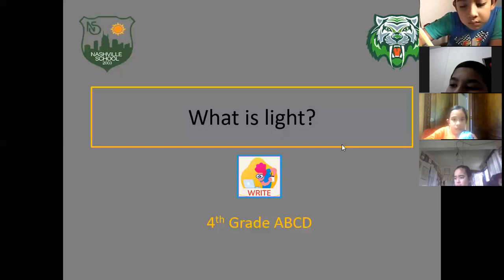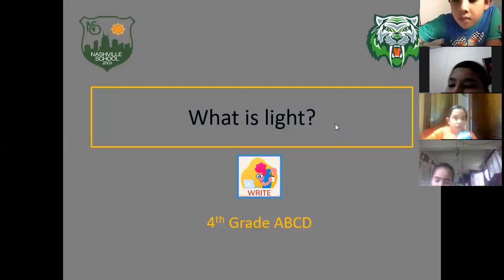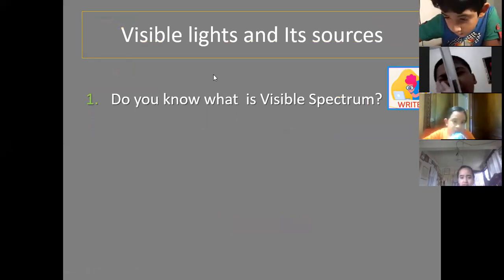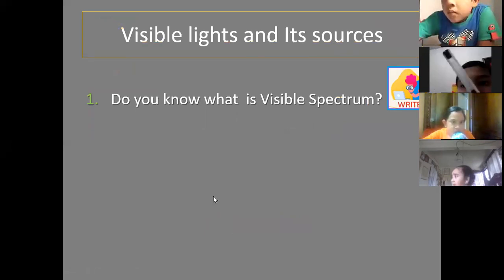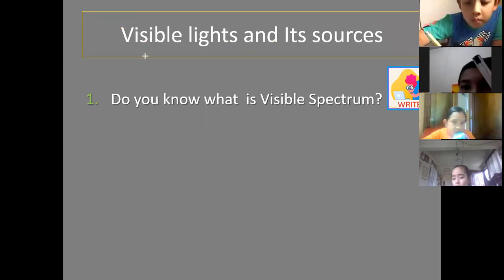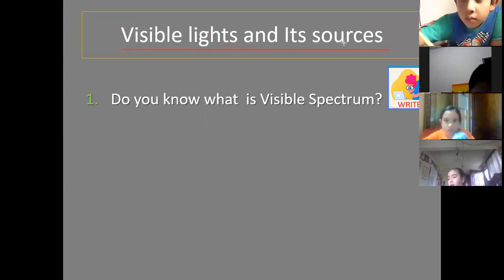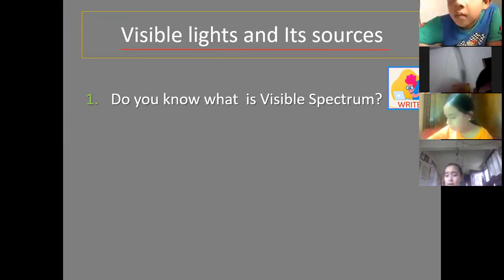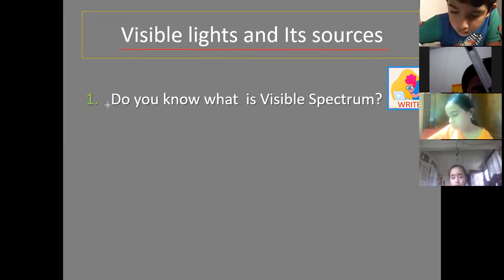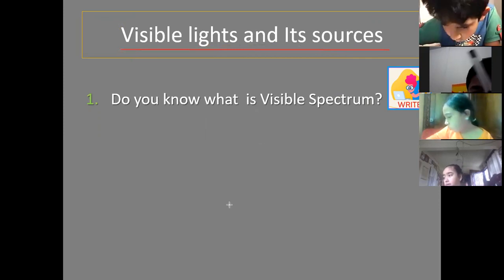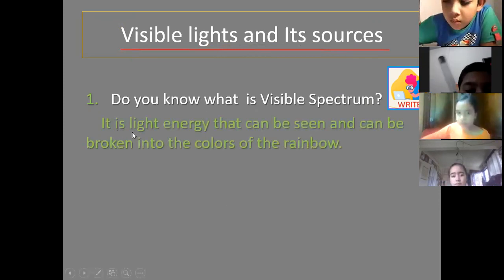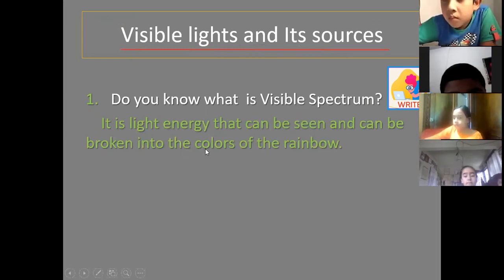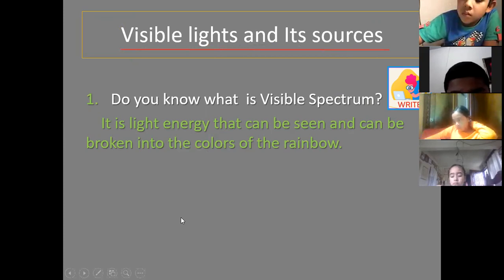What is light? That is our topic today. The title is "What is light?" and the subtitle is "Visible light and its sources." Do you know what the visible spectrum is? It is light energy that can be seen and can be broken into the colors.